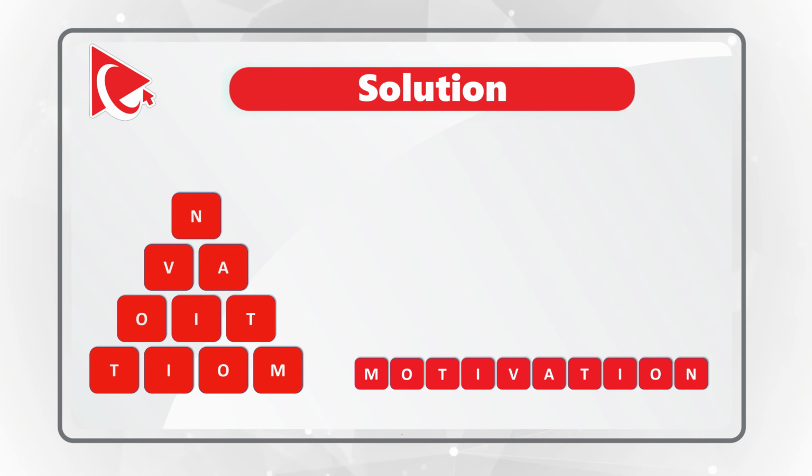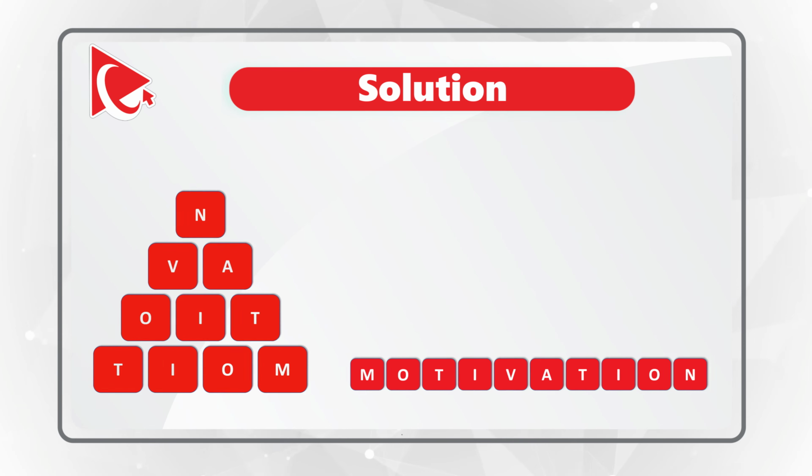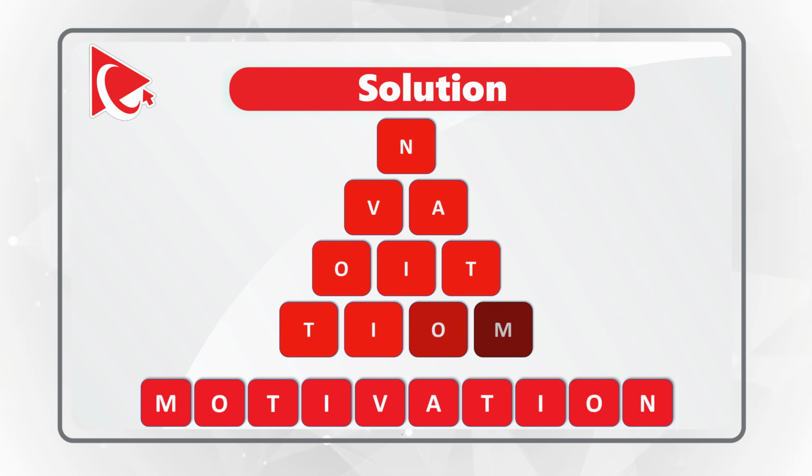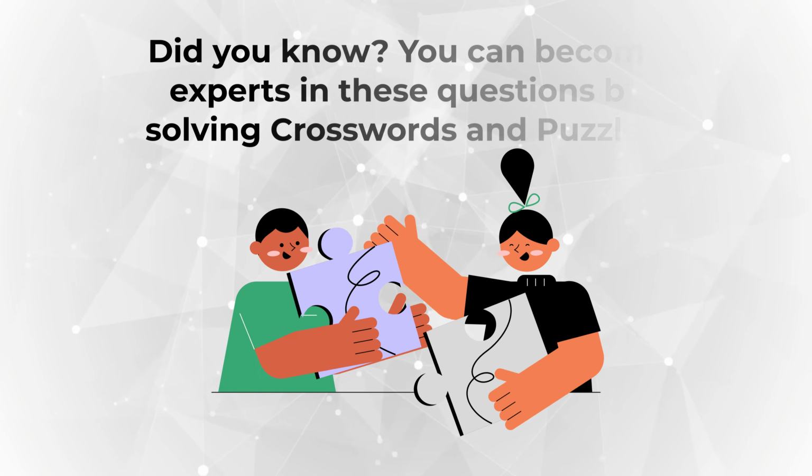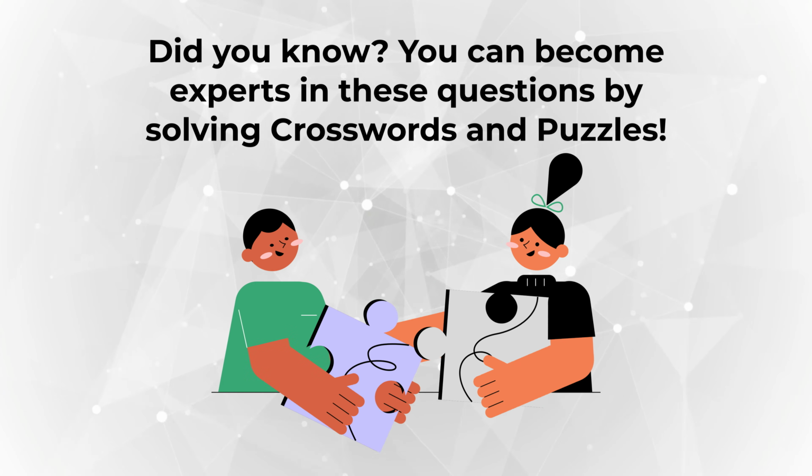For example, if you start with the bottom right corner, you can form the word motivation. You see M-O and then you swap TI, and then if you continue, you go VATION. You can solve these types of challenges better if you do more crosswords and puzzles.